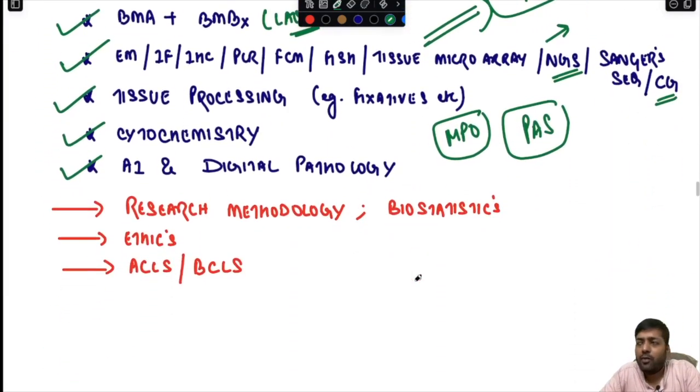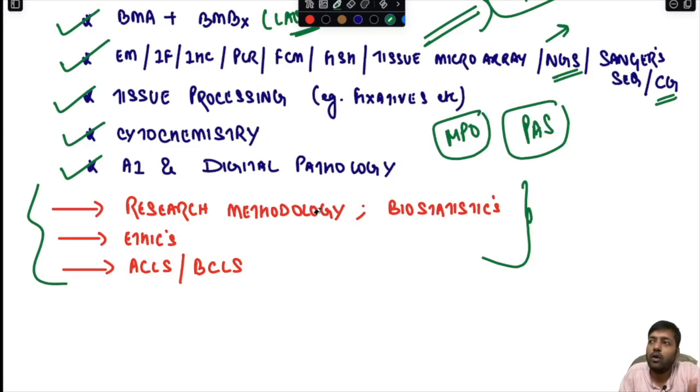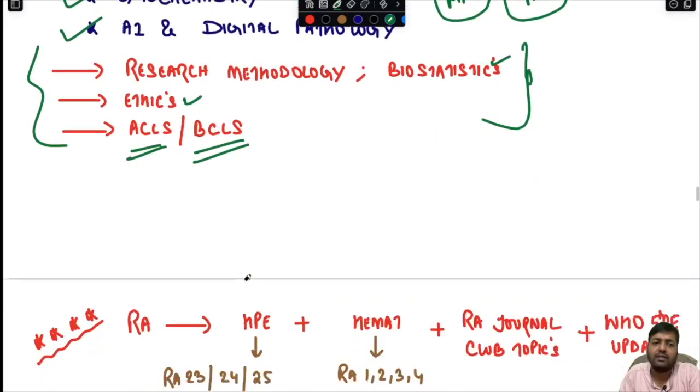Now, apart from all these questions, what more can be asked? Theoretical questions from your research methodology course and biostatistics that you have done. You might have a small booklet, so questions from that might come. A course on ethics that you have already done, questions from that can come, and certain questions from ACLS and BCLS can also be asked.